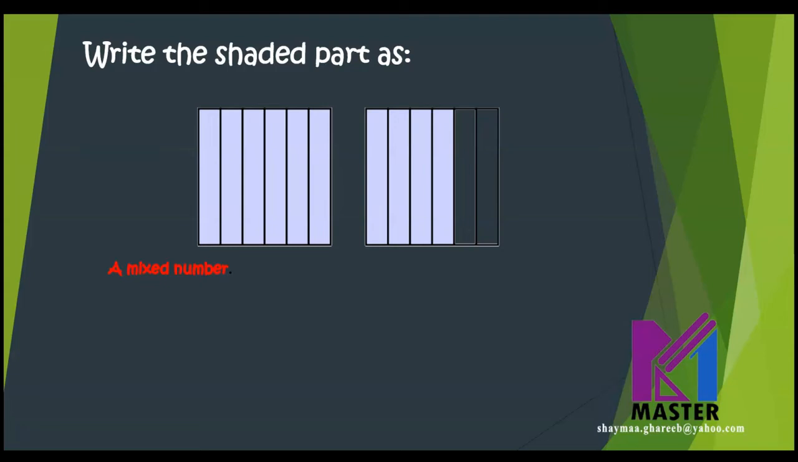Write the shaded part as a mixed number. First, how many whole numbers? What do you think? This is a whole shaded shape, so it is number 1. And what about the shaded part here? 4 shaded parts out of 6 parts, so it will be 4 over 6. So the mixed number here: the whole number will be 1 and the fraction part will be 4 over 6.